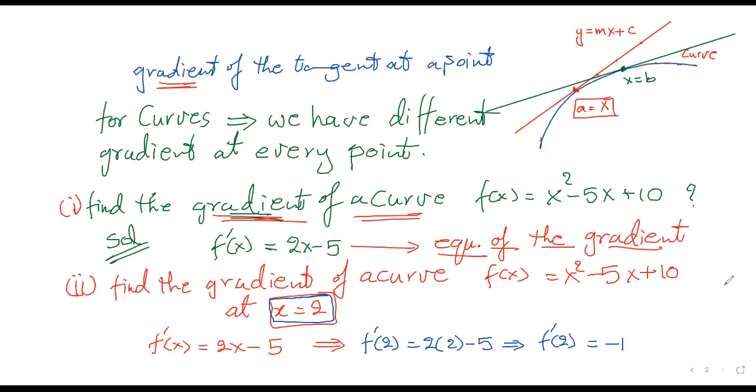So if we have a curve f(x) equals x squared minus 5x plus 10, and we draw a tangent to that curve at the point x equals 2, as required, let's say here is the point x equals 2. We find that the gradient of this line, the m, equals negative 1.